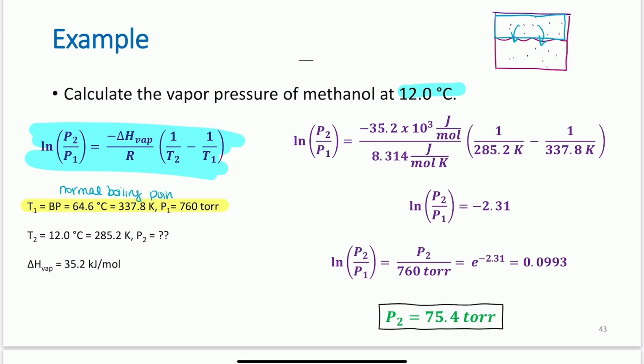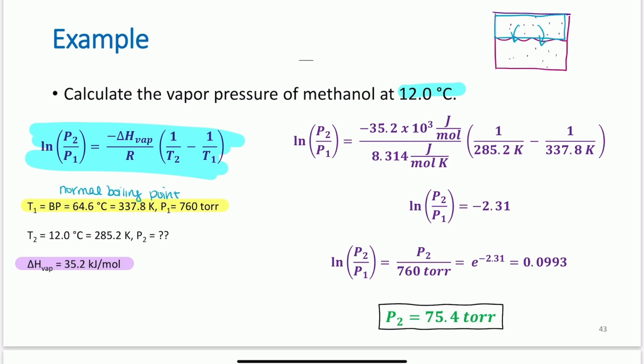Do I expect you to know that? No. I would give you that piece of information if you needed to do this exact calculation. The second temperature is 12 degrees C, or 285.2 Kelvin. I want to know what the vapor pressure is at this temperature. And I'm told that my delta H vaporization is 35.2 kilojoules per mole.